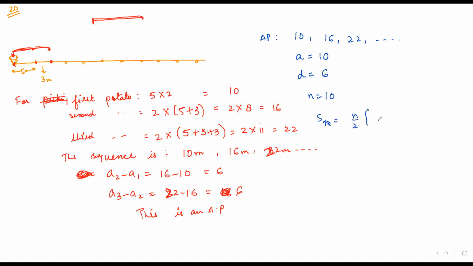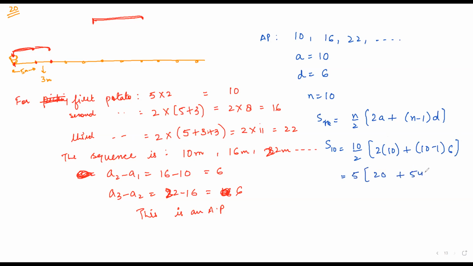Okay, write the formula. It is N by 2, 2A plus N minus 1 into D. So you find S10, that is 10 by 2 into 2 into A is 10 plus 10 minus 1 into D is 6. So this is 5 into 20 plus 6 into 9 is 54. That is 5 into 74, which is 370. So 370 meters is the answer.